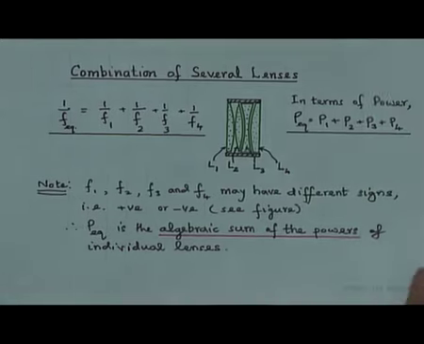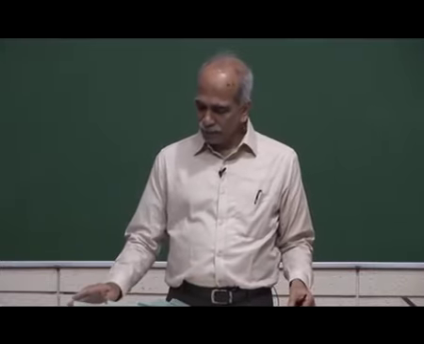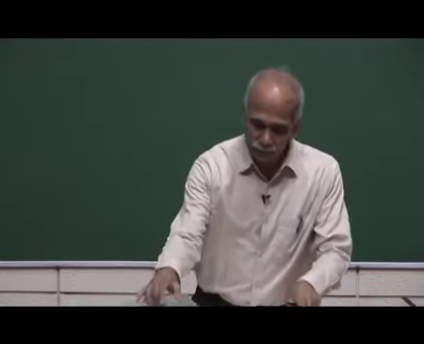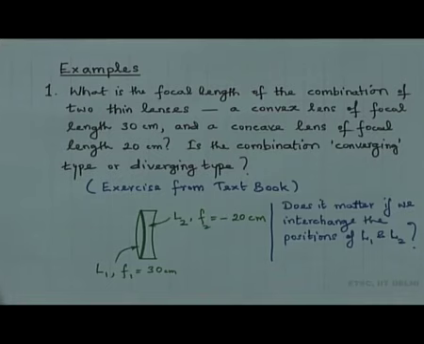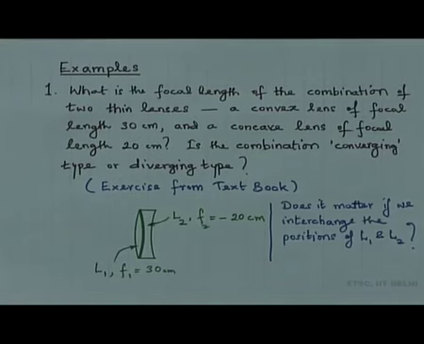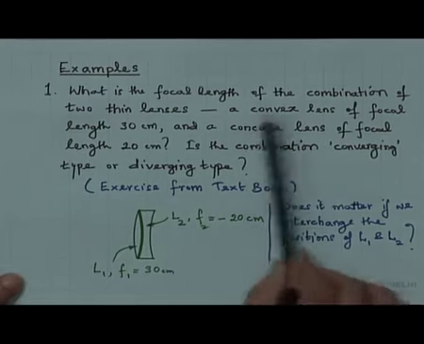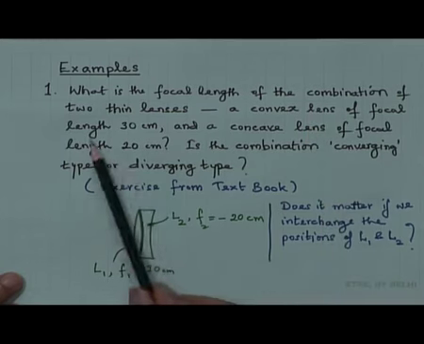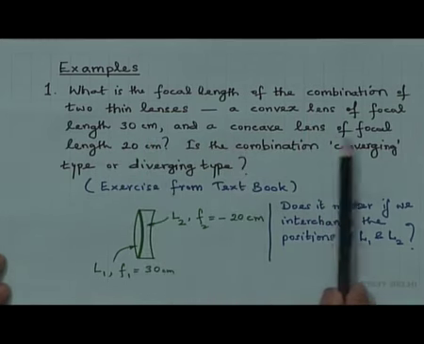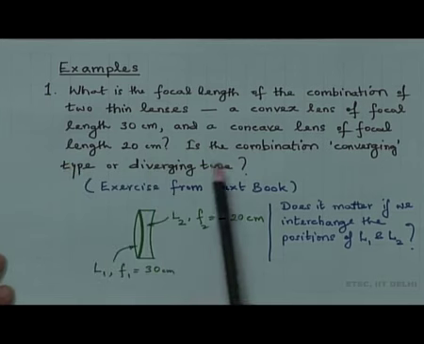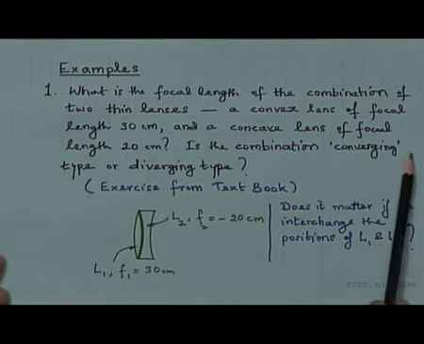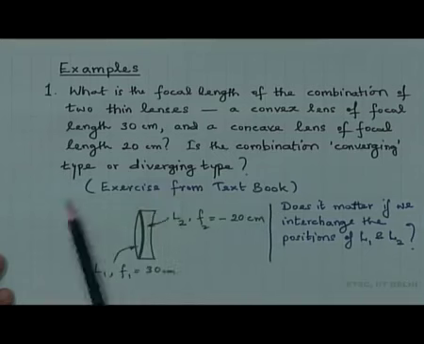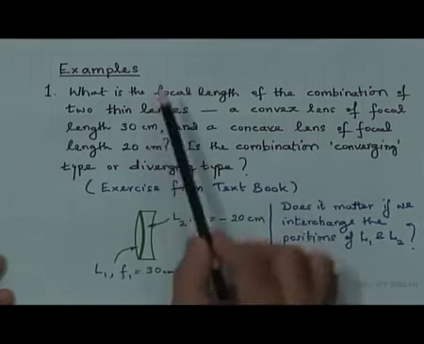Now, let us work out some examples and understand this better. So let me take a first example here. What is the focal length of the combination of two thin lenses: a convex lens of focal length 30 centimeter and a concave lens of focal length 20 centimeter? Is the combination converging type or diverging type? This is an exercise from the textbook. It is a very simple exercise, but let us start with this.